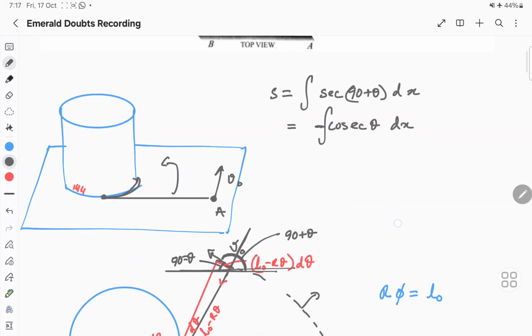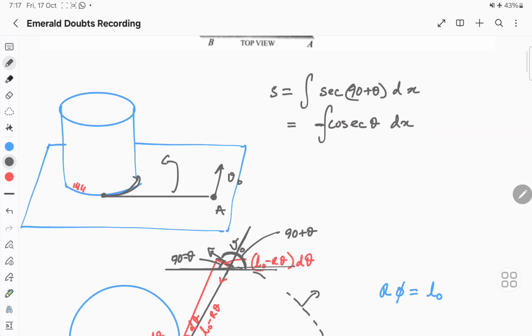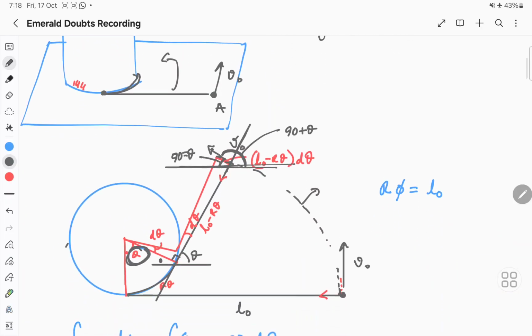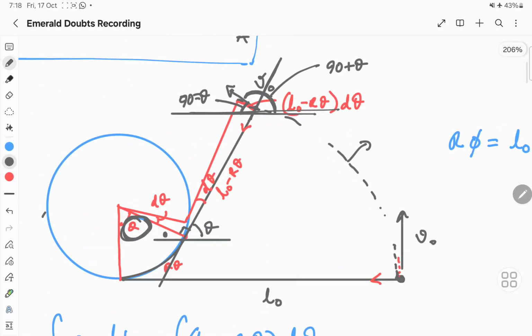So integration of this. So we have to integrate cosec theta dx. Now we have to write either cosec theta in terms of x, or the dx in terms of d theta. So what is my x location? The x location looks pretty straightforward over here. It is so much of a length plus so much of a length. That's my x.